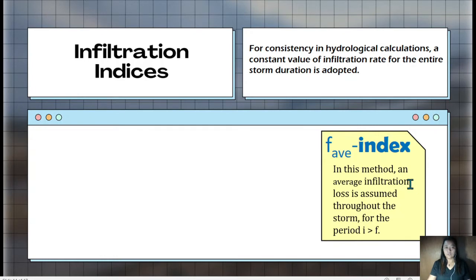So for like, yung, pag, yung sa runoff ba yun siya?